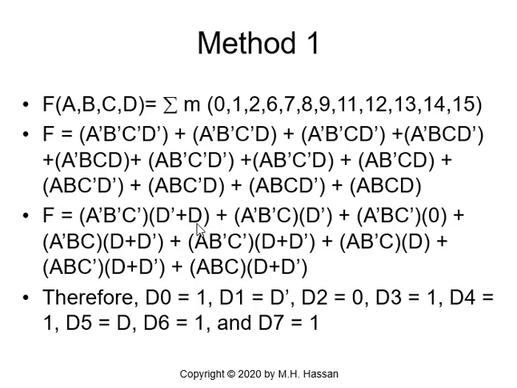The same thing we do with A prime, B prime, C. A prime, B prime, C appears here only, and the coefficient is D prime. So this will give me D0, which is D prime plus D, which is 1, so D0 is 1, and this will give me D1, which is D prime. So this is 1, and this is D prime, and so on and so forth.